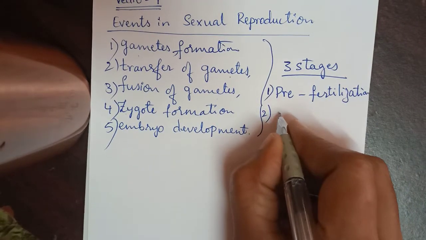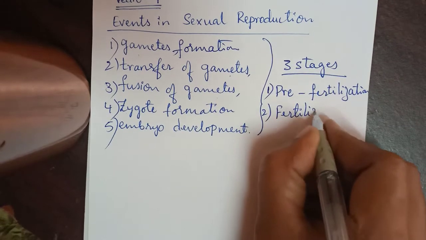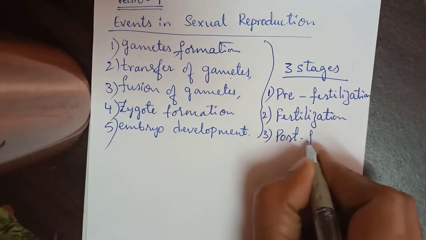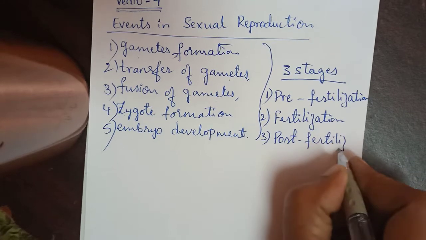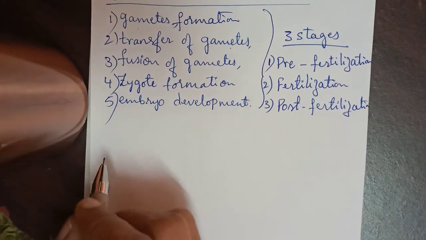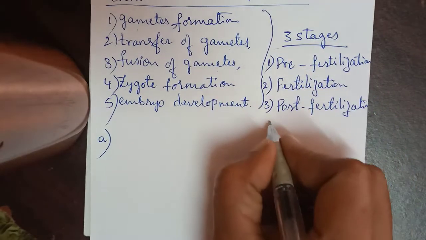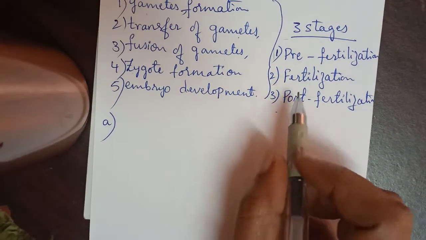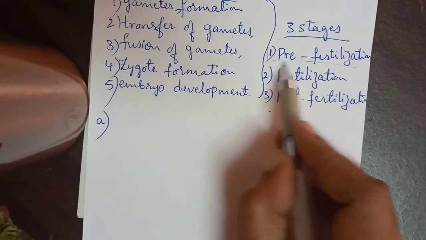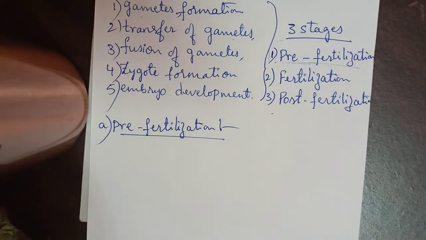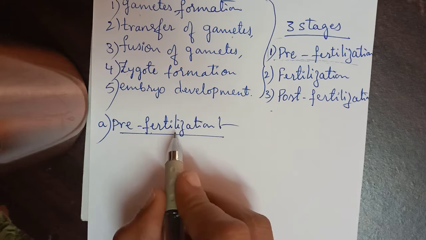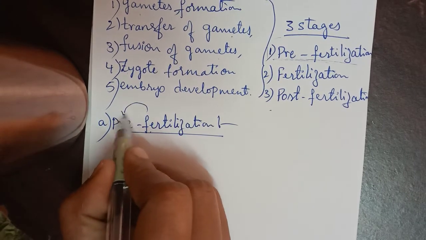The first one is the pre-fertilization stage. The second one is the fertilization, and the third one is the post-fertilization. So pre-fertilization, fertilization and the post-fertilization stage. Let us discuss all the 3 stages in detail. In this video I am going to explain the first one, that is the pre-fertilization. Pre-fertilization, as the name itself says, is the process which takes place prior to fertilization.